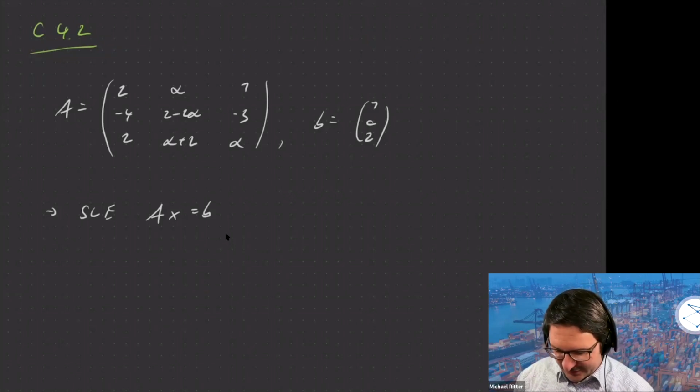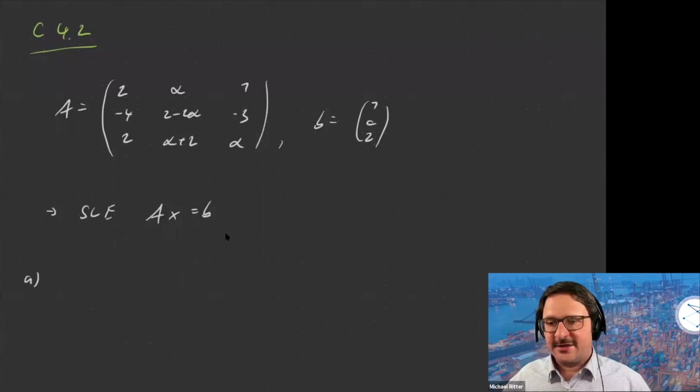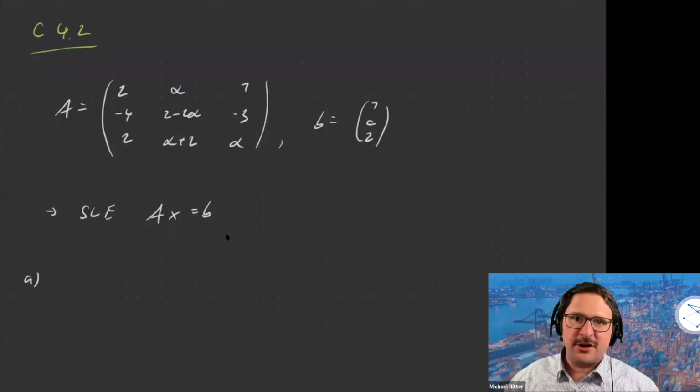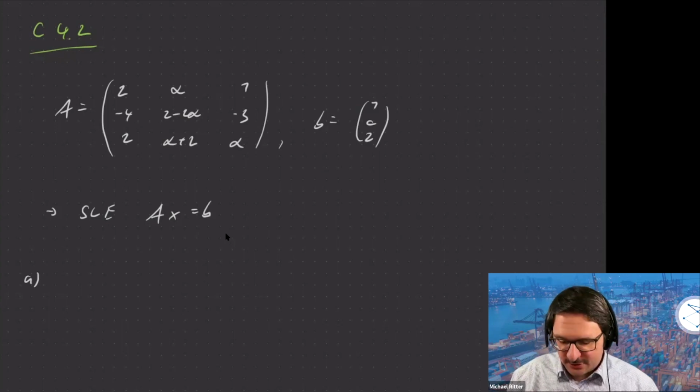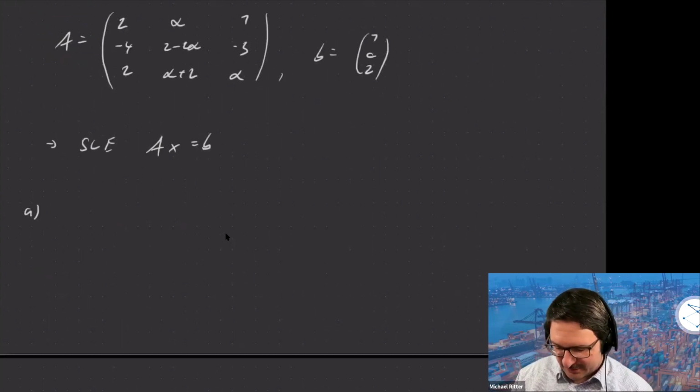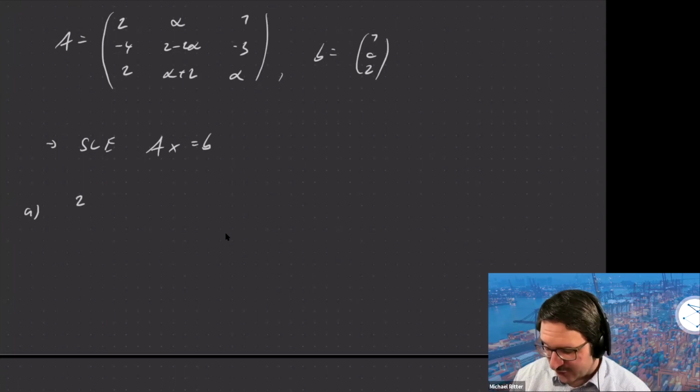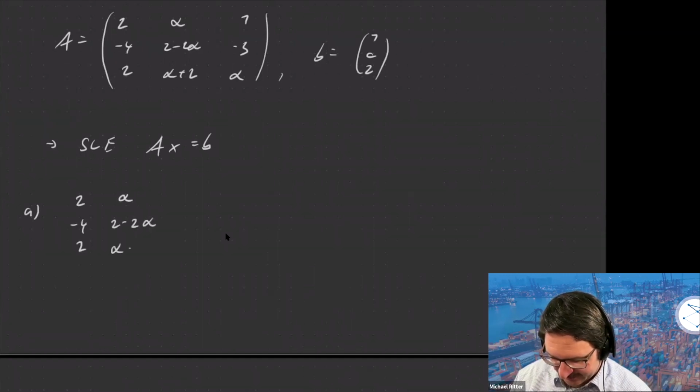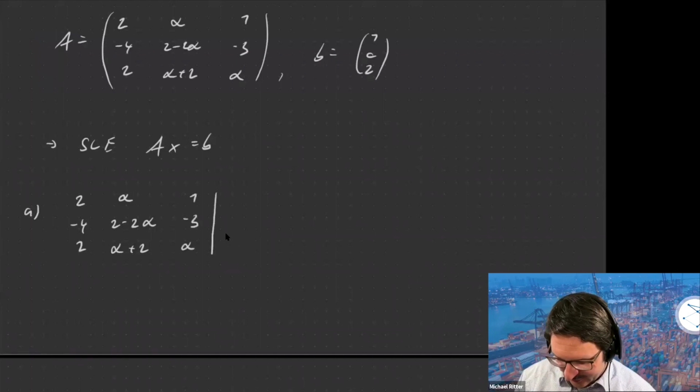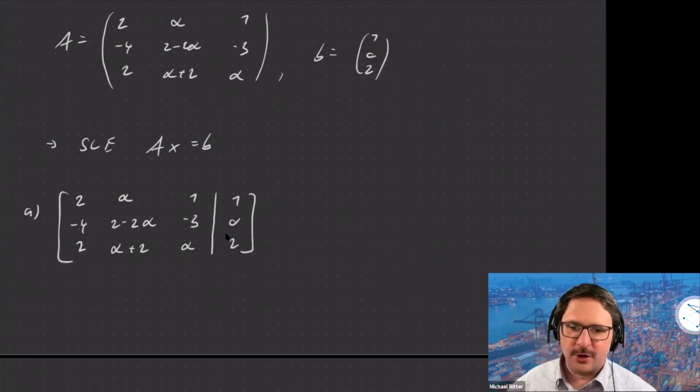So let's first take care of part A. Determine all values such that the SLE has a certain number of solutions. So what we do to obtain that is we simply have a look at that system and try to solve it, and then see what happens in that process. So let's write down the matrix. And then as part of the tableau, the right-hand side, that's the b vector here. So this is the tableau that corresponds to that system of linear equations.